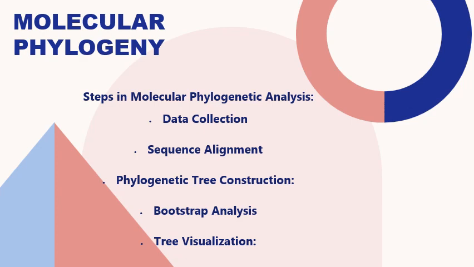Thirdly, we would construct our phylogenetic tree. We can use various methods such as maximum likelihood and neighbor joining. These are used to construct phylogenetic trees that represent the evolutionary relationships among the taxa. Then we move on to bootstrap analysis. We'd assess the statistical support for the nodes in the tree through resampling techniques like bootstrapping. Lastly, we'd have tree visualization. We display the resulting phylogenetic tree, typically as a branching diagram, where nodes represent common ancestors and branches represent evolutionary relationships.